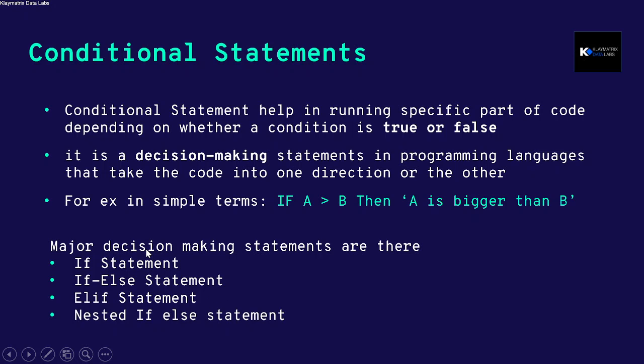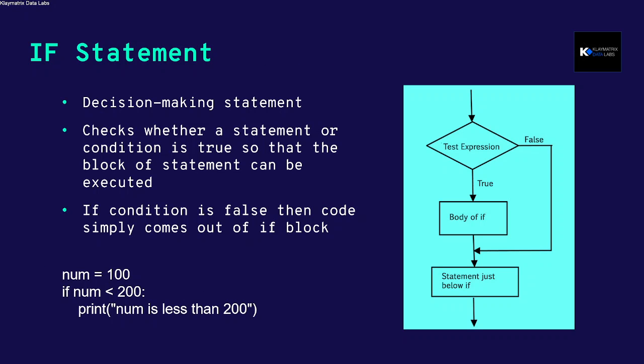Now, the main types of conditional statements in Python are the if statement, the if else statement, the if along with the elif statement, and then the nested if statement, which means an if statement within an if statement. And then there could be some combinations of these statements. So let's first try to understand the structure of the if statement.